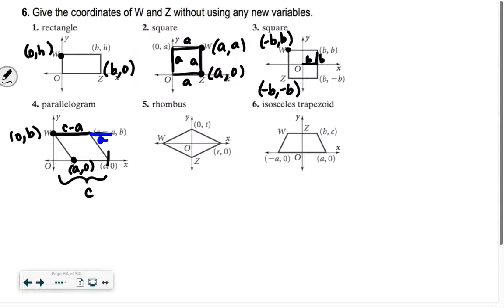All right, this is a rhombus, so that means that this distance here is the same as the distance down, so this should be 0 comma negative T for Z. And what about W? So this distance and this distance are the same, so this should be negative R comma 0.